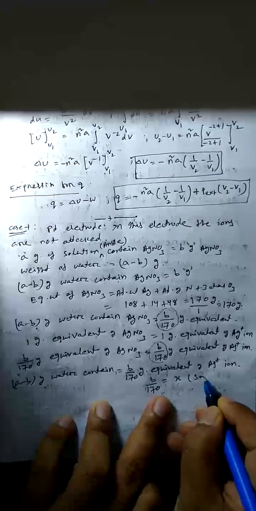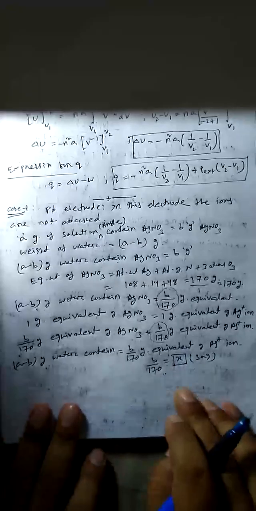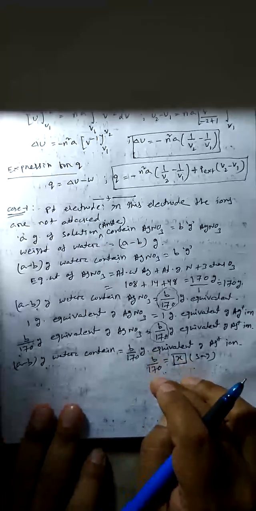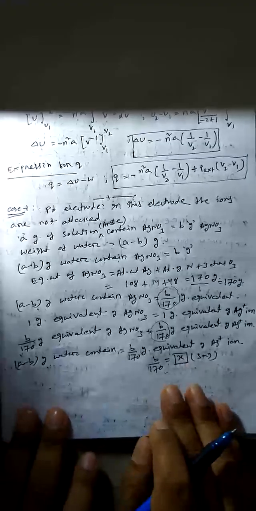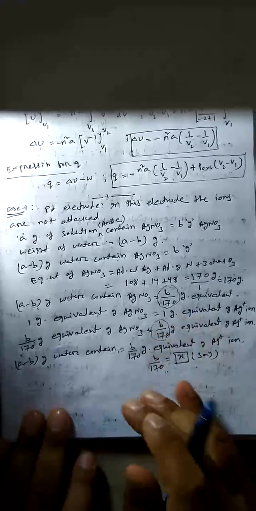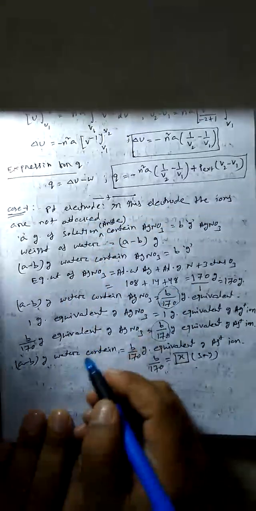Let B by 170 be equal to x. We take the x. Let it be x, the value we get when we put B divided by 170. This is before electrolysis. This is after electrolysis.